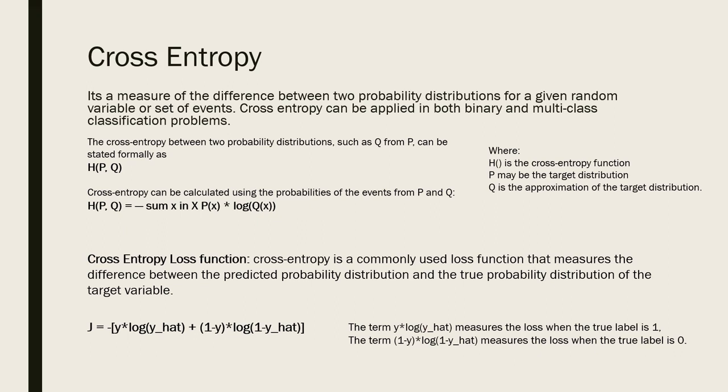By minimizing the cross entropy loss function, the neural network learns to make more accurate predictions on the training data and hopefully on new unseen data as well.